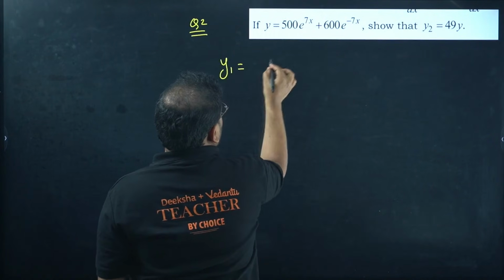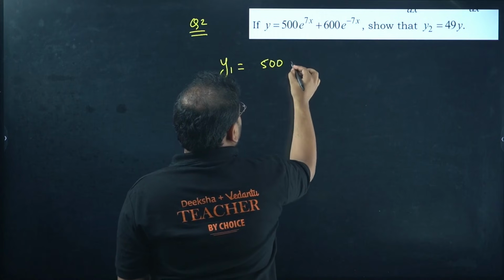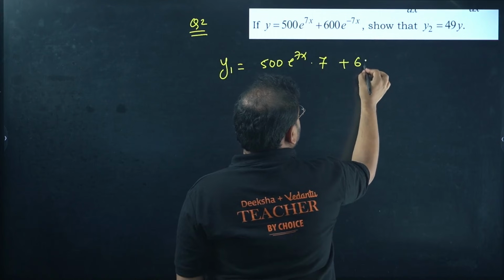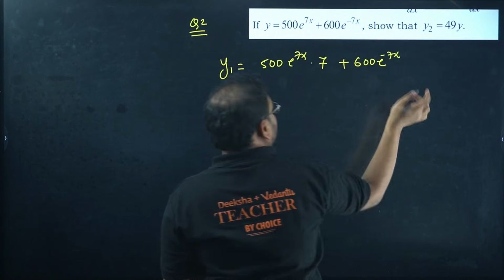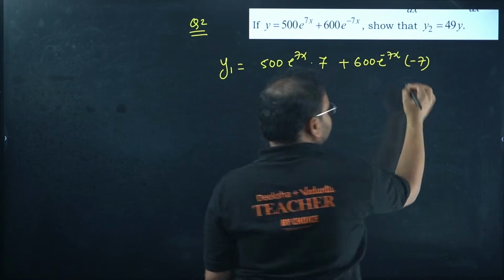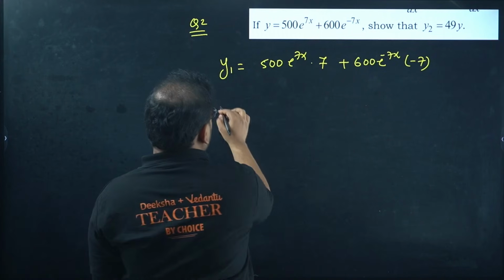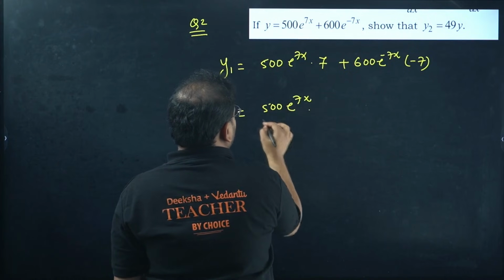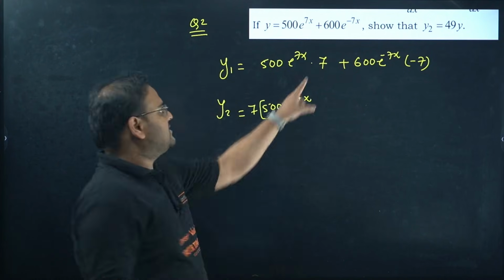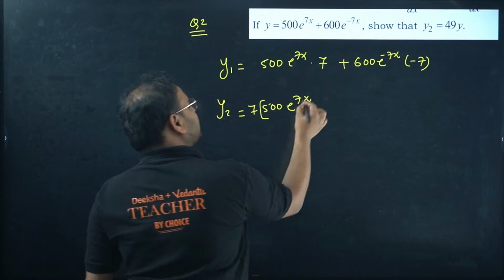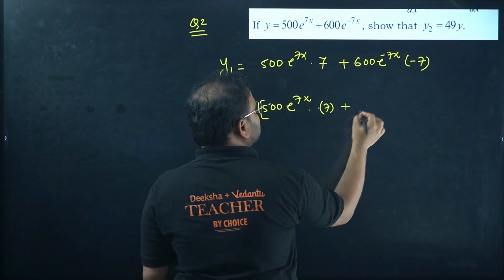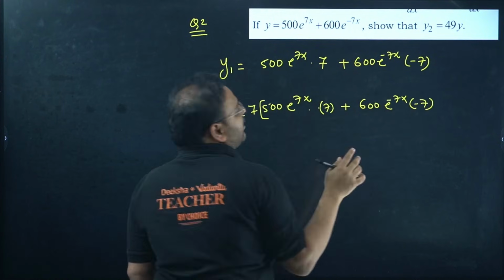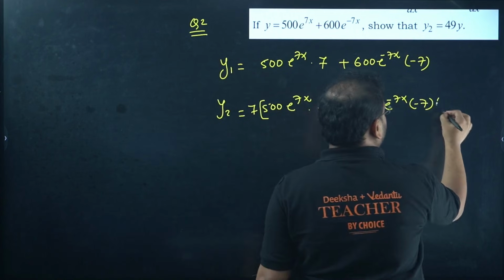Same approach, y1. You'll have 500 e power 7x remains as it is. Differentiate 7x by chain rule, you will have into 7, same way. 600, e power minus 7x remains as it is. You differentiate minus 7x, you will have minus 7 over here. Differentiate this again, you will have 500, e power 7x is there, and into 7 we already have. Remember, this 7 I have kept in the front. Differentiate e power 7x again, you will get one more 7 plus sign. 600 we have. E power minus 7x also we have. This minus 7 we have. If you differentiate one more time, you'll get one more 7.